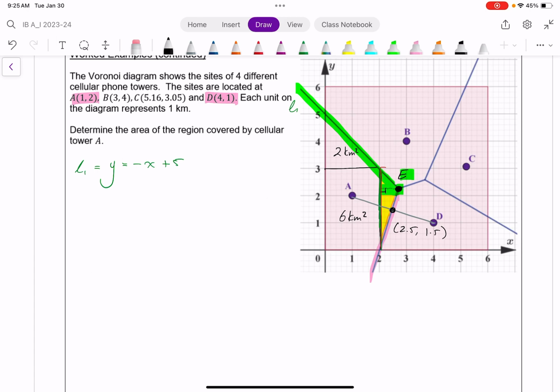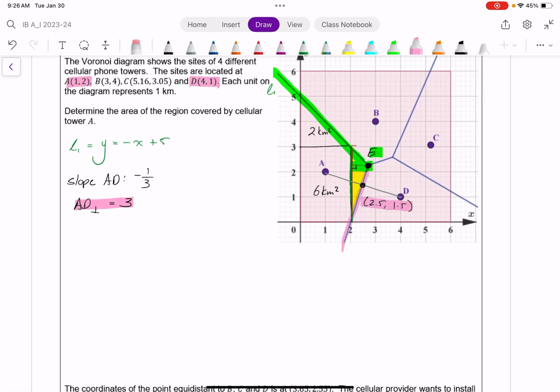If I look at the slope of that segment AD, I can see it goes down 1 over 3. So it's negative 1/3. That means the perpendicular slope of AD must be the opposite reciprocal, so it is indeed 3. So now I've confirmed that the segment I've highlighted in pink does have a slope of 3. I also know a point. It goes through 2.5, 1.5. So now I can find the equation of that.